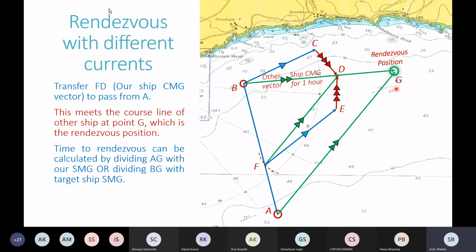Now this time to rendezvous can also be found using the target ship data. You can measure distance Bravo Golf. This is the distance made good by the target ship to the rendezvous position, and divide it by the speed made good of the other ship, which is Bravo Delta, and you will get the time to rendezvous. So this basically completes all the three types of rendezvous problems.